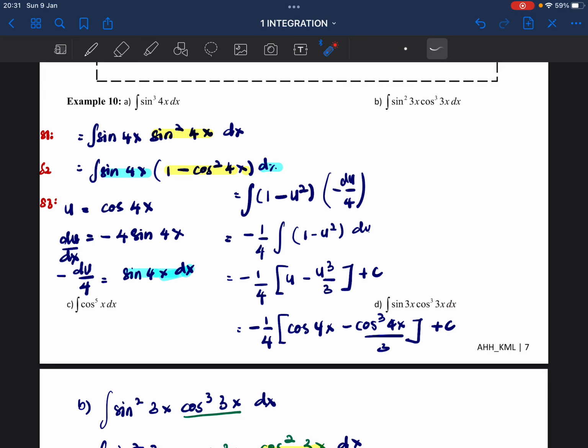So which one are you going to choose as your u? The highest power but without the power. That means you are going to choose cos 3x. Okay, you know that when you differentiate cos 3x, you get negative sine 3x. Okay, already have sine 3x dx. Okay, you can try it by yourself. We are going to discuss this in class later. Okay, the answer is cos to the 4 of 3x over 12.